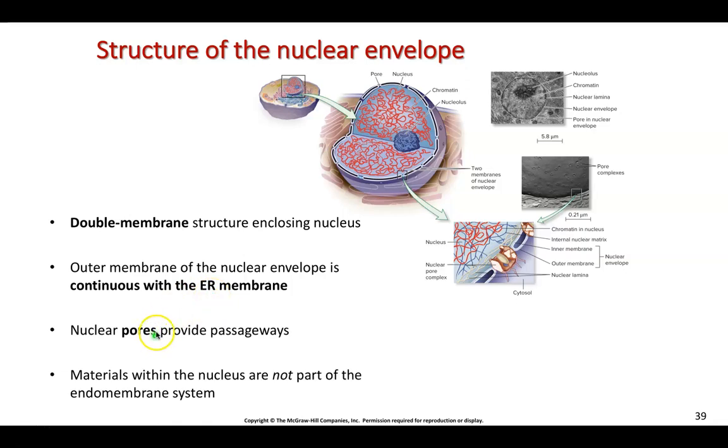Nuclear pores allow passageway to go through. So the nucleus has little holes in it. Because we're going to make stuff inside the nucleus, we need to eventually get it out. So that's why we have pores. And this portion here is not really super critical. Portions of the nucleus are not in the endomembrane system. That part is not super critical for you to know.